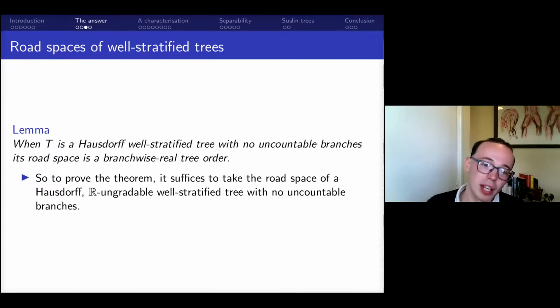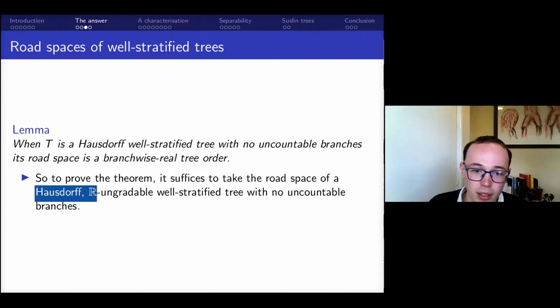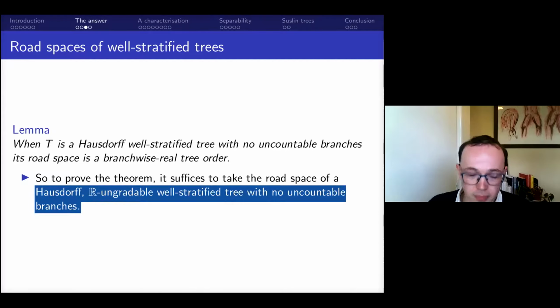Why is this the case? Well, if we have such a tree, a well-stratified tree, then we can take its road space, and we know that that's going to be a branchwise-real tree order. Furthermore, it can't possibly be continuously gradable, because if it's continuously gradable, then in particular, it has an R grading, and this R grading is going to restrict to an R grading of the original well-stratified tree, which always sits inside its road space. So we've now effectively transformed the question coming from R-trees and their orders to one which is purely set theoretic. Can we find such a tree? Well, yes, we can.